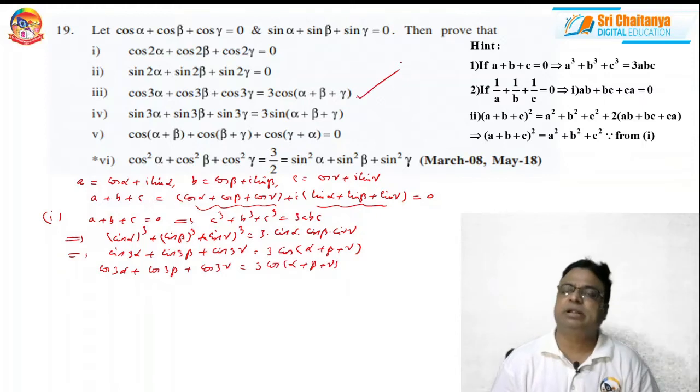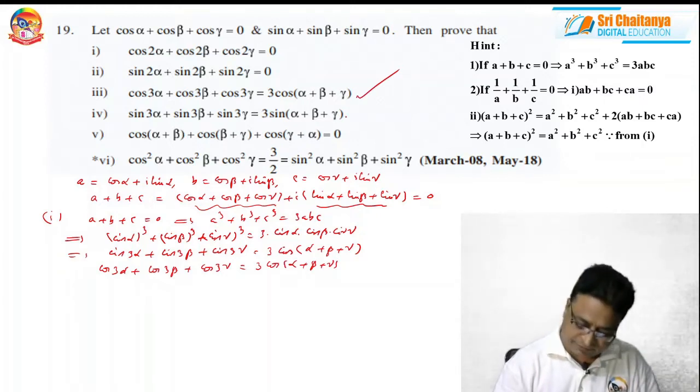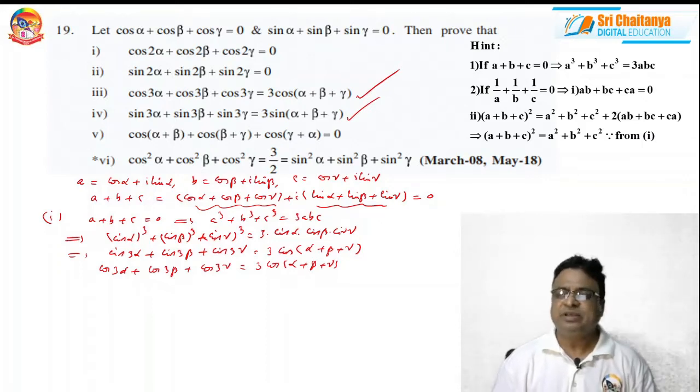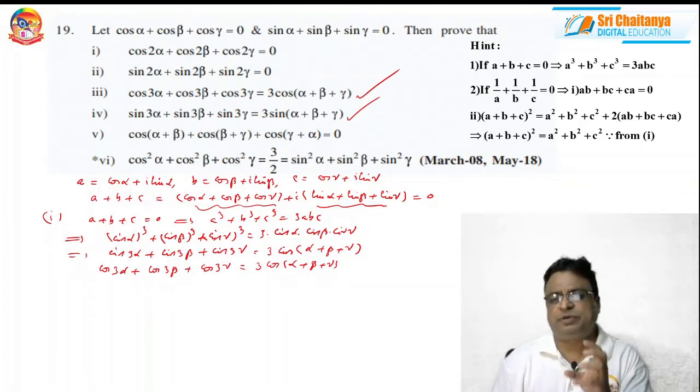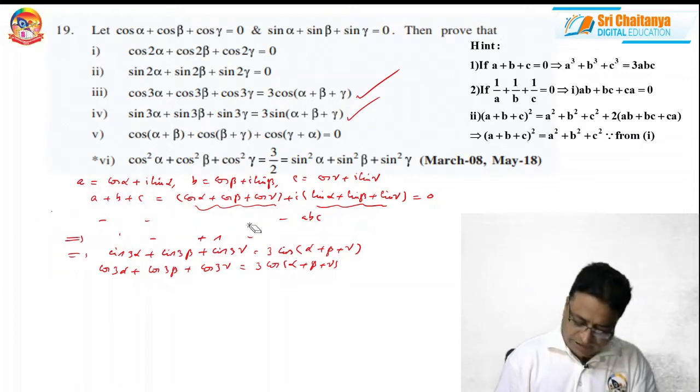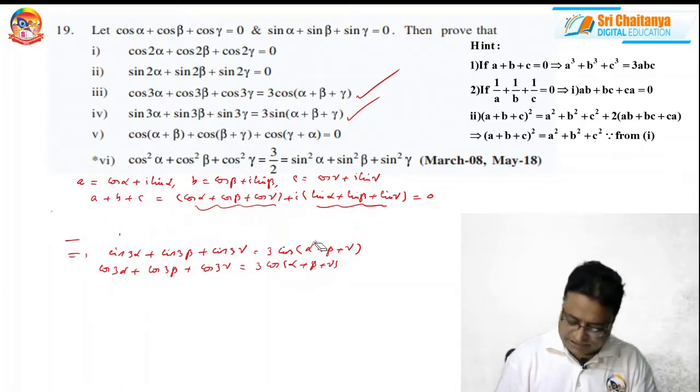Result number 3. Similarly, result number 4. If I compare the imaginary part, I will get the next result. See, this is the beauty of those fundamental algebraic equations. Okay, now another point: here a plus b plus c equals 0.